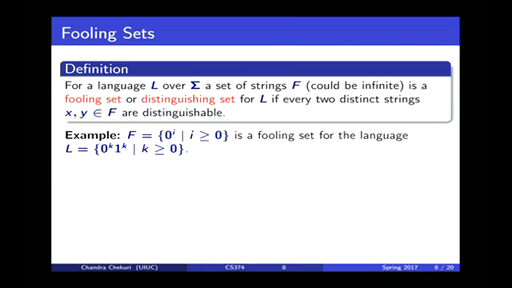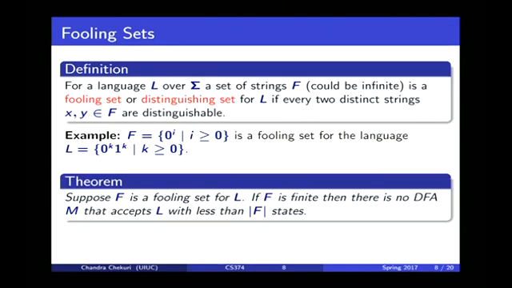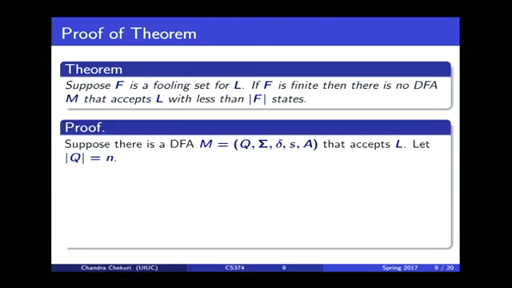Okay. So here is the point of the definitions. If I give you a fooling set of some size, then any DFA which accepts that language must have at least the number of states which is the size of the fooling set. So let's see the proof of this. What does it mean that F is a fooling set? Any pair of strings in it are distinguishable with respect to the language.